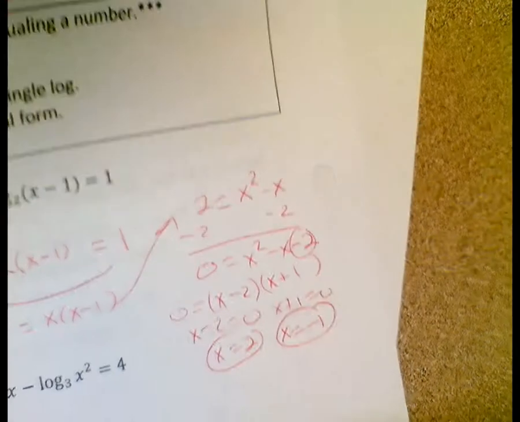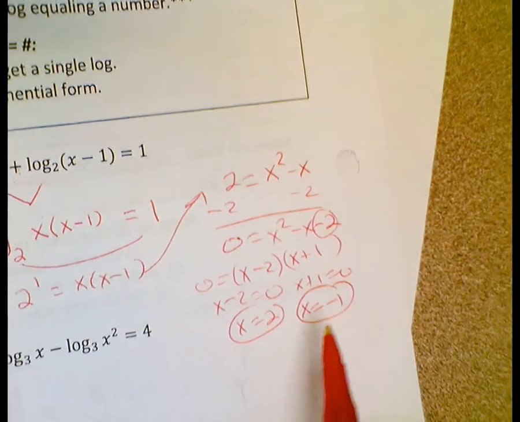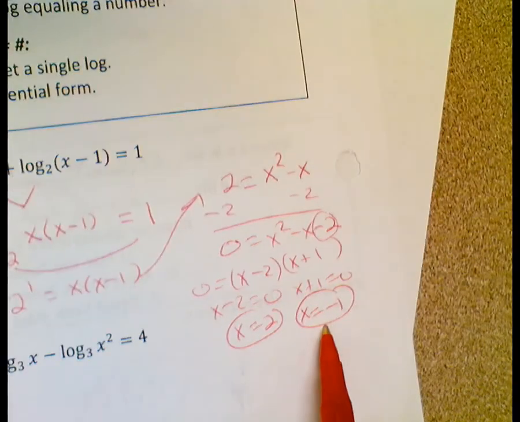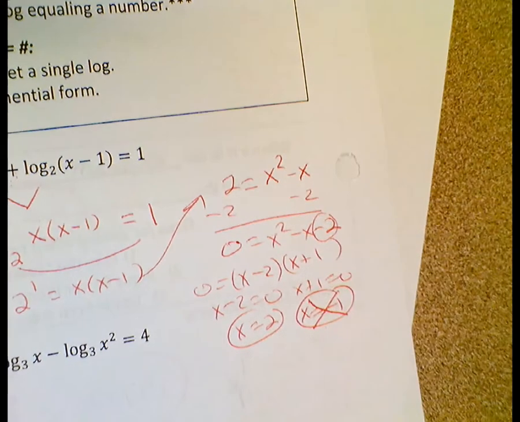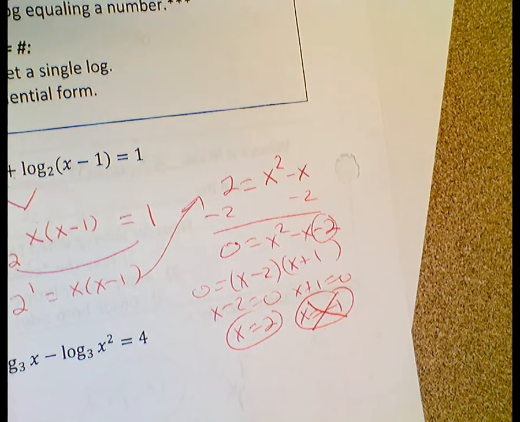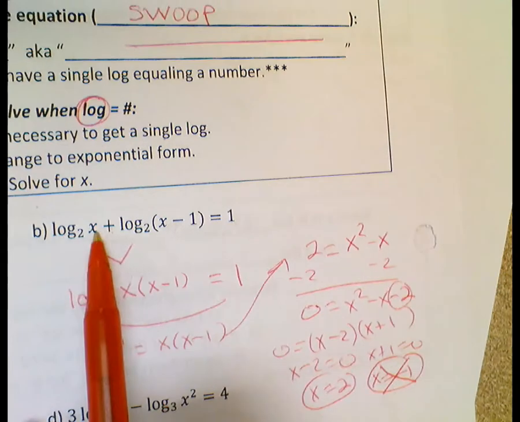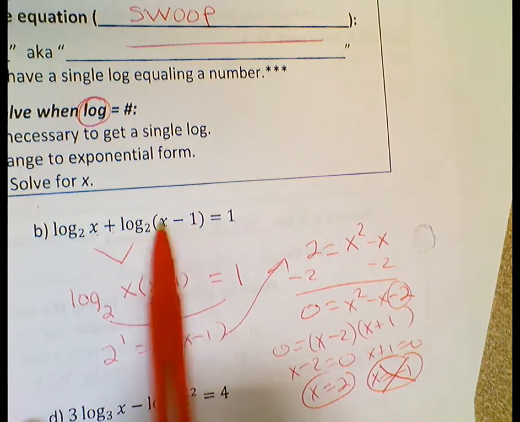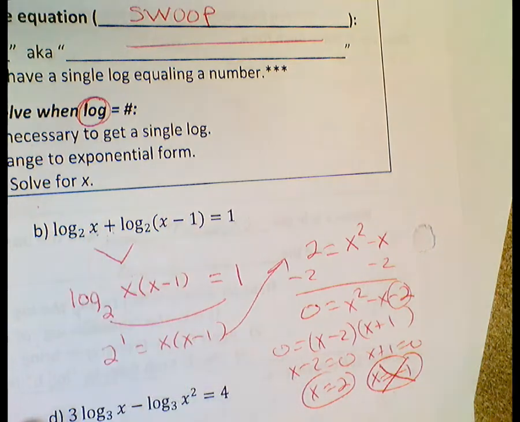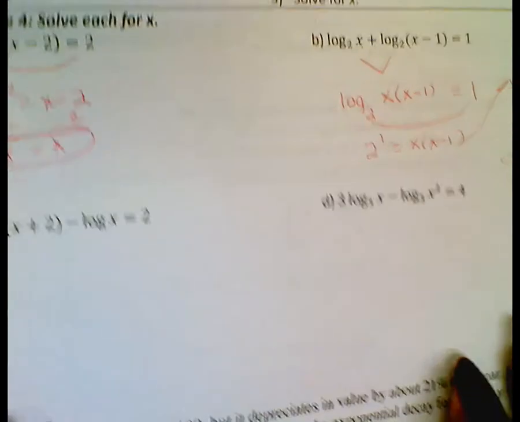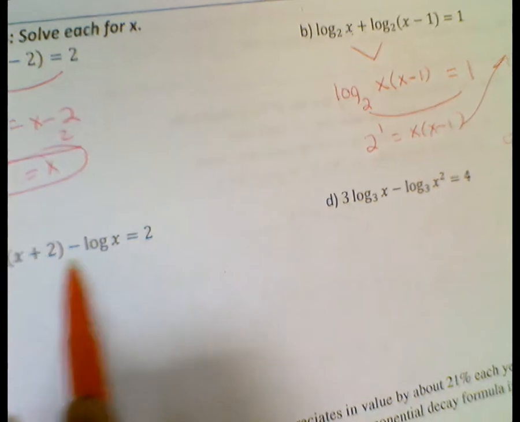Something I don't know that I've even told you is you can never take a log of a negative number. So the negatives never work in these problems. Well, I wouldn't say never, 99% of the time. The 2 will work because if you plug a 2 in this, 2 minus 1 is 1. As long as it's not a negative or 0, you're good. X is 2.